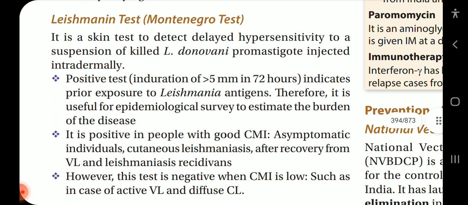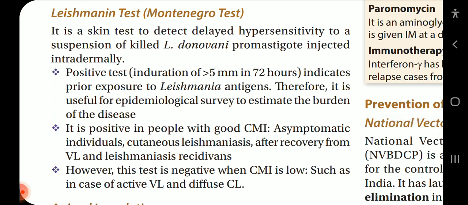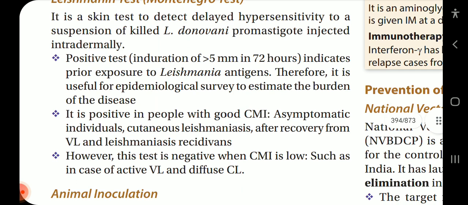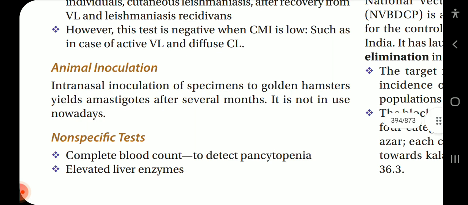Leishmanin test, Montenegro test. It is a skin test to detect delayed hypersensitivity to a suspension of killed Leishmania donovani promastigotes injected intradermally. A positive test, induration of more than 5 mm in 72 hours, indicates a prior exposure to Leishmania antigens. Therefore, it is useful for epidemiological surveys to estimate the burden of the disease. It is positive in people with good CMI, asymptomatic individuals, cutaneous leishmaniasis, and after recovery from VL and leishmaniasis recipients. However, this test is negative when CMI is low, such as in active VL and diffuse CL.